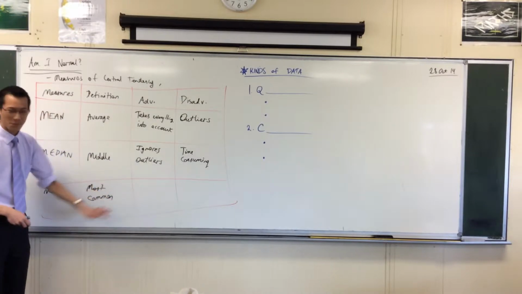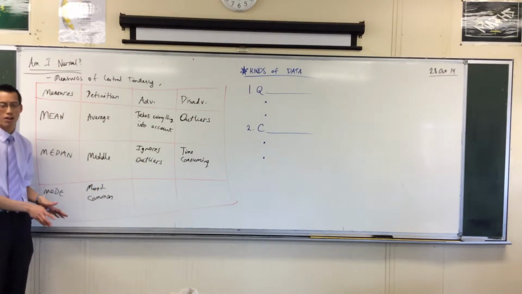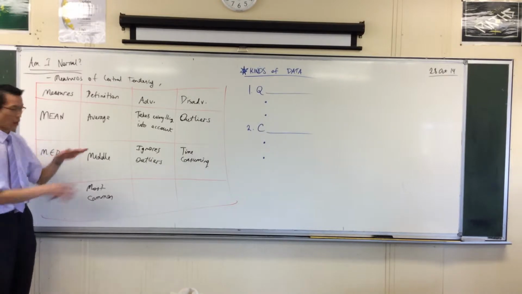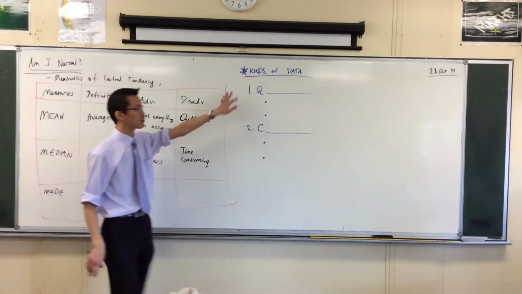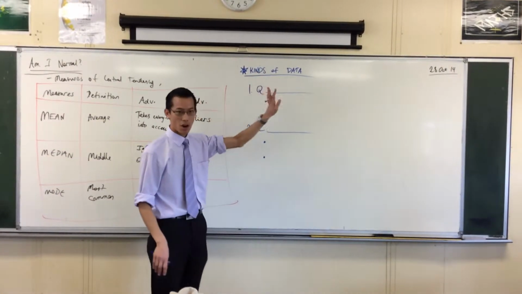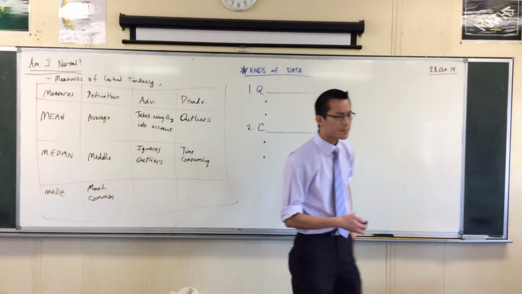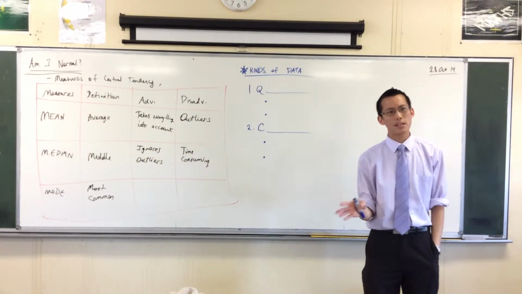Let's finish off this table. To finish it off properly though, we need to understand something else. So underneath where you've got the table, would you make this new little subheading for me? Kinds of data. Okay.